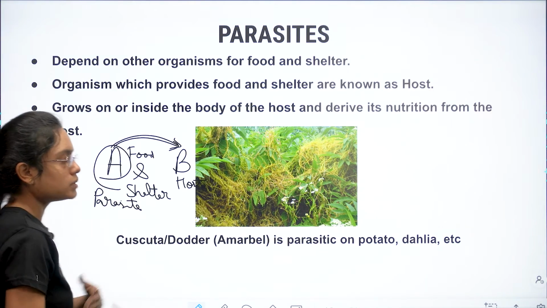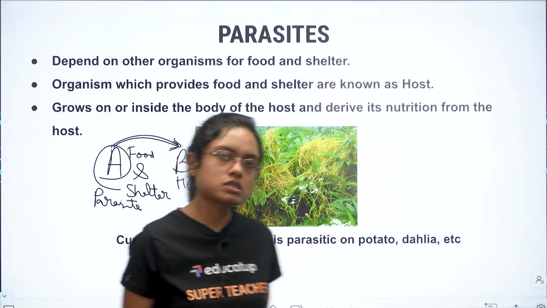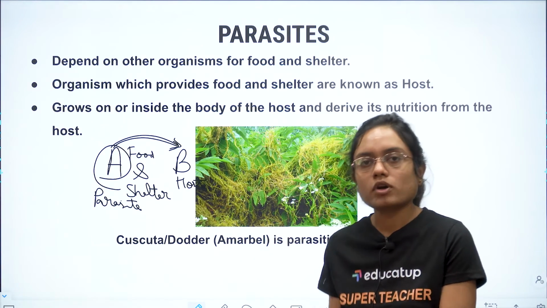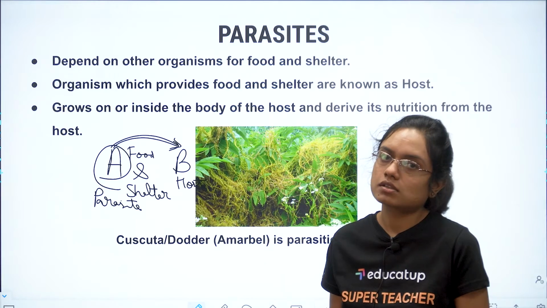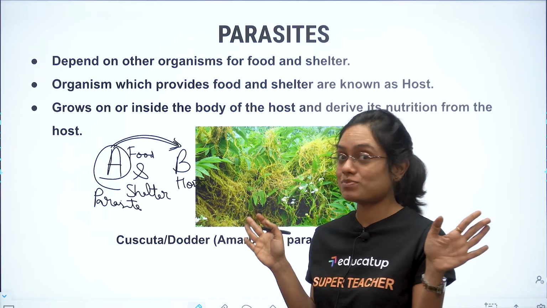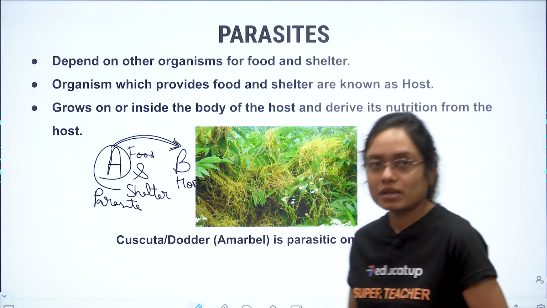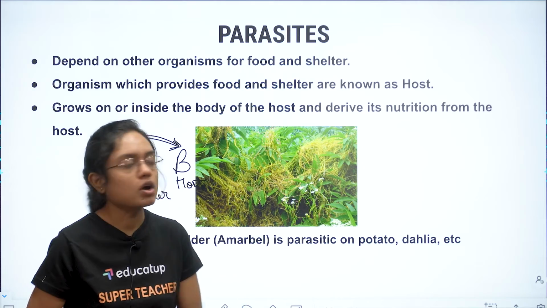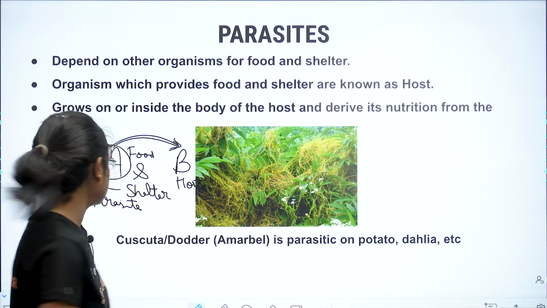Now parasite sometimes lives inside the body of the host, sometimes outside. अंदर भी रह लेते हैं, बाहर भी रह लेते हैं, लेकिन उसकी बॉडी से ही न्यूट्रिशन या एनर्जी लेना स्टार्ट कर देते हैं और रहने की जगह तो मिल ही गई है. लिविंग इनसाइड और आउटसाइड, सो वेरी स्मार्ट. Cuscuta or amarbeil or dodder, one and the same name of the same plant, is parasitic on potato and dahlia. Now let's move ahead.